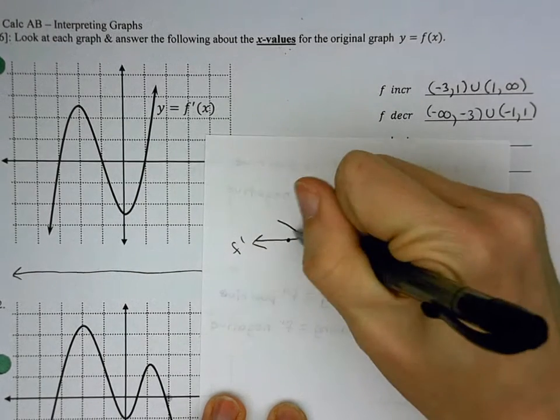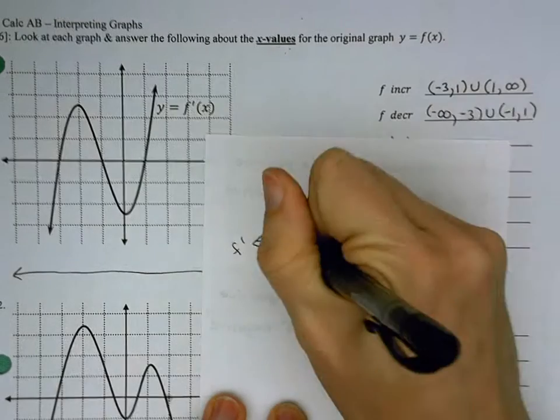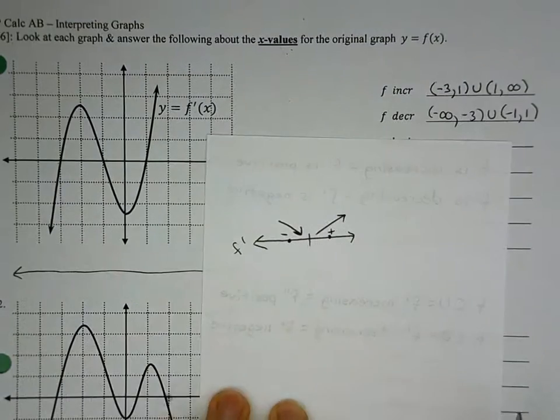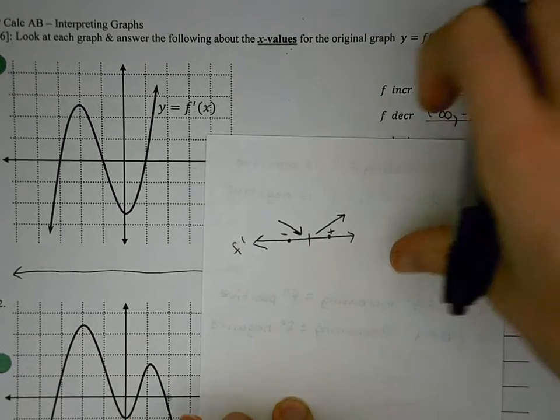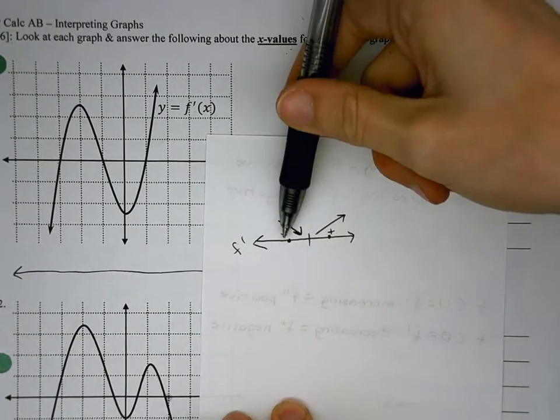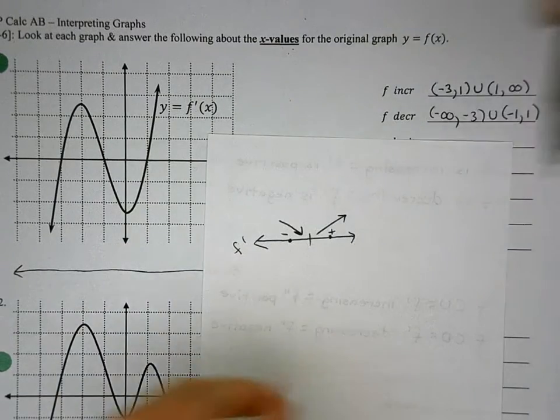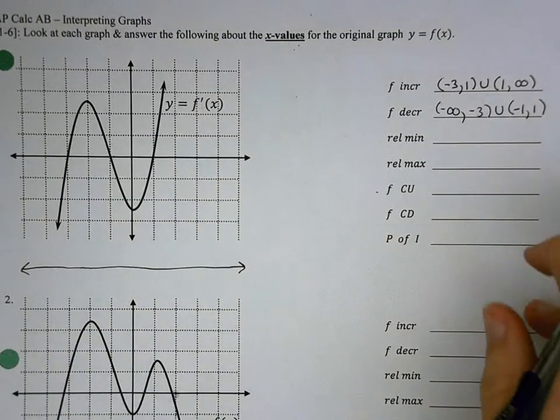And if it went down, if my f prime was negative, and then up because my f prime was positive, then I had a minimum there. And so that's what I'm going to be looking for on my graph too. I'm going to be looking for where does my f prime change signs. If it goes from negative to positive, it's a minimum. If it goes from positive to negative, it's a maximum.